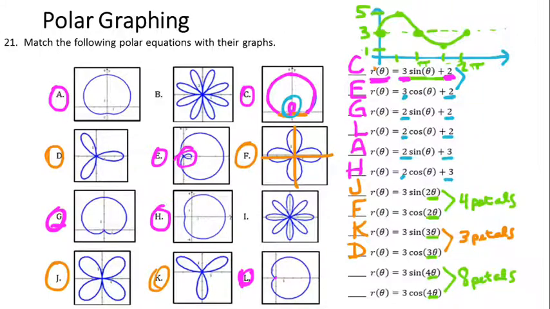And last up are our 2 flowers that have 8 petals. The I graph here, it's the one that's centered on the axis, so that's going to go with cosine. And then the B graph, it's not centered on the axes. That one goes with sine.